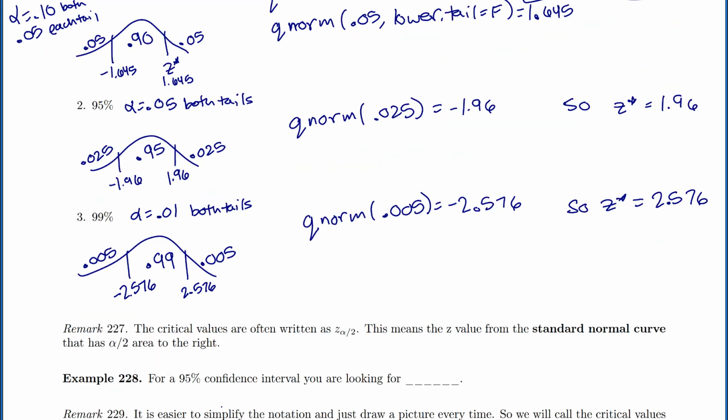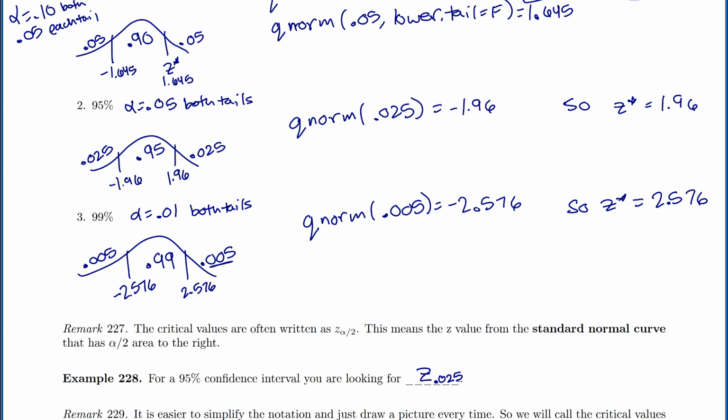Now, my critical values are often written as Z with a little subscript of alpha over 2, because we had to do 0.01 divided by 2 to see that there was 0.005 area in each tail. So that means what's the Z value from the standard normal curve that has an alpha over 2 area to the right? So if you wanted a 95% confidence interval, you're technically looking for a Z value with 0.025, because that's how much area was in the right.